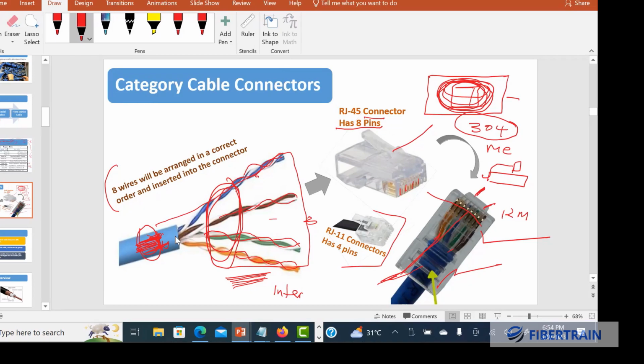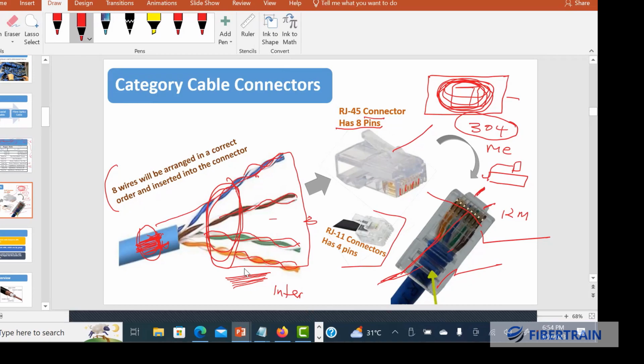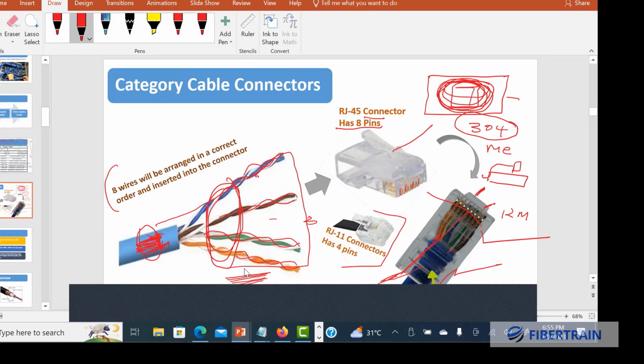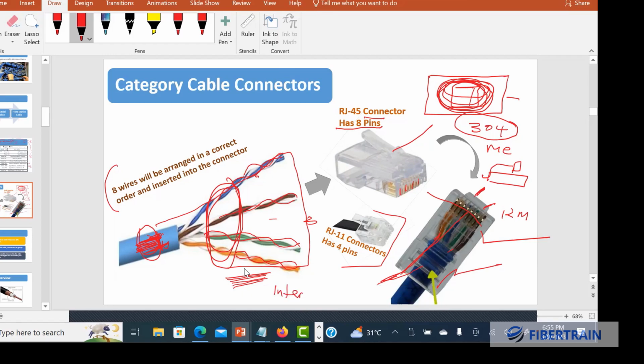So we know that the major cables that we'll consider when it comes to category cables are from Cat 5 to 8, though we have Cat 1 to 4. 1 and 2 are for telecommunication. 3 and 4 are obsolete. But from 5 to 8 are for data network or computer network.